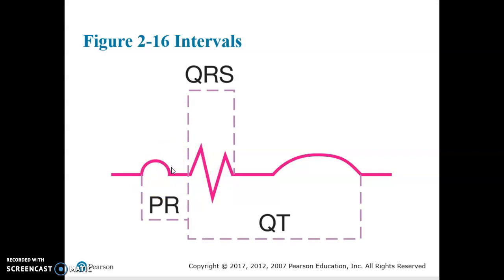Alright, the P wave itself should measure no more than 0.10 seconds wide and 2.5 millimeters in height. Now let me say this, back to that graph paper. When we measure from left to right, we are measuring time. If we measure up and down, we are measuring the height of it. We're measuring the amplitude of it.